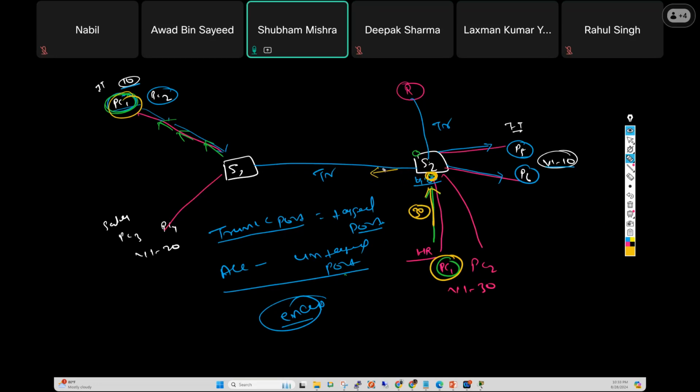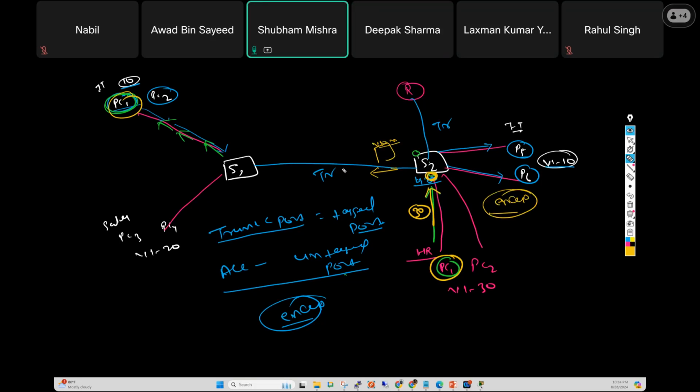When this switch forwards this packet towards the trunk port, it will add the VLAN tag to your packet. Because when you configure the trunk, you configure the encapsulation protocol that is called 802.1Q. So this switch will add the VLAN tag to your packet. When the VLAN tag is added to your packet, that is called encapsulation.